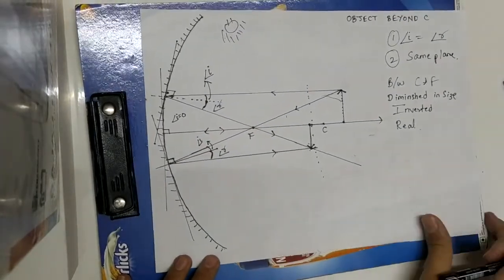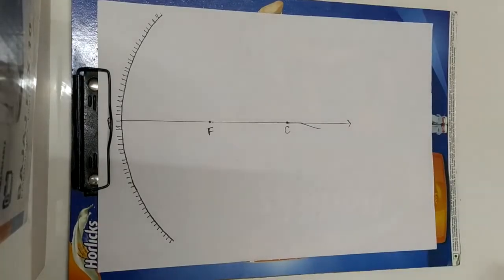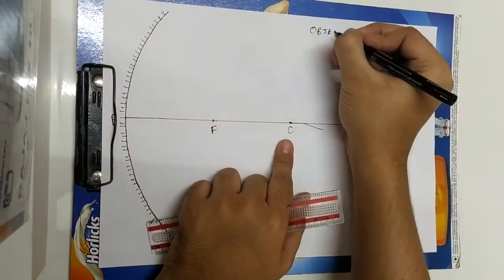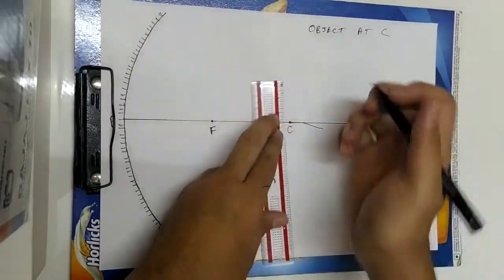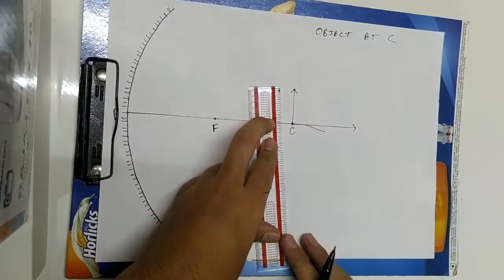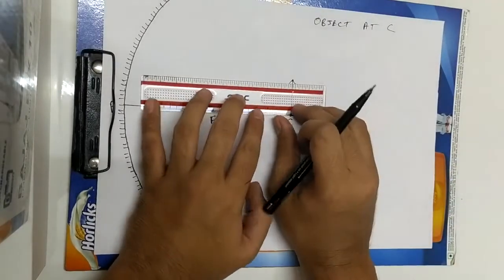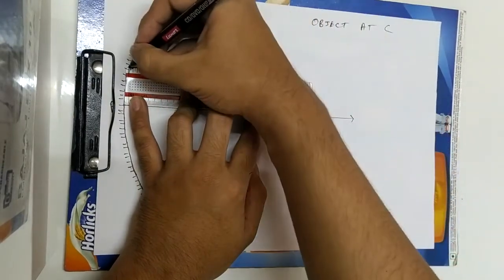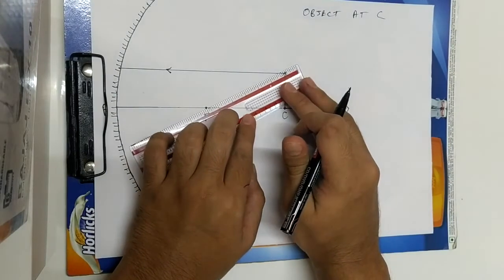Now let us look at another case. This time let us look at the next case where the object is at the center of curvature. So let us draw the object again. Now let us again draw 2 rays. One ray we can do parallel again. Another ray, let us make it passing through the focus.